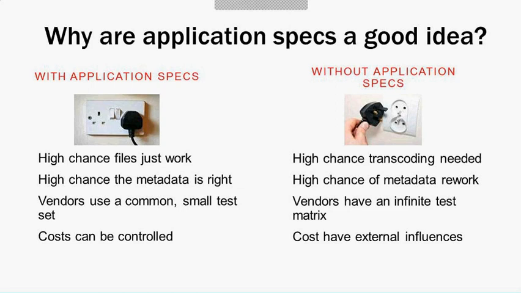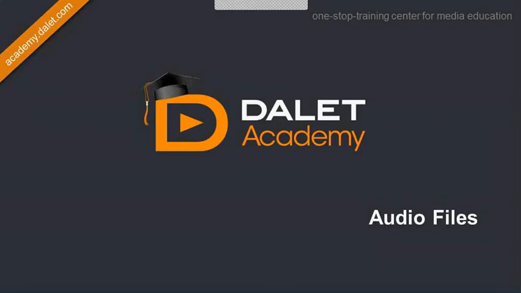And with application specs, you constrain the different options that are required in those different file formats, and you stand a good chance of controlling interoperability, metadata, and costs. Without an application spec, it's a bit like the Wild West. You have to do an awful lot of testing, and even then, you have no guarantee that things are going to ultimately work.